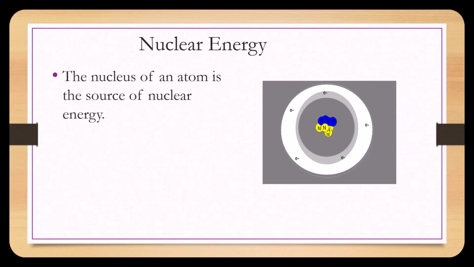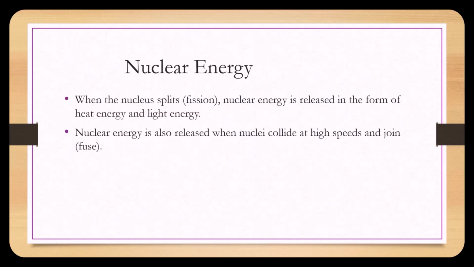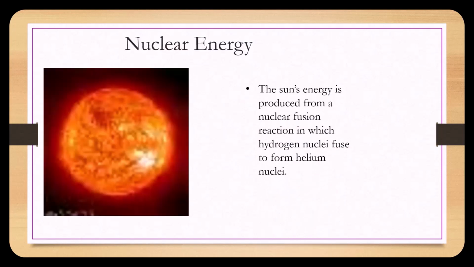The nucleus of an atom is a source of nuclear energy. When a nucleus splits, also called fission, nuclear energy is released in the form of heat energy and light energy. Nuclear energy is also released when nuclei collide at high speeds and join, which is called fusion. The sun's energy is produced from a nuclear fusion reaction in which hydrogen nuclei fuse to form helium nuclei.